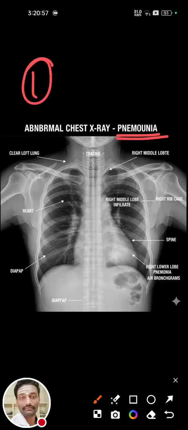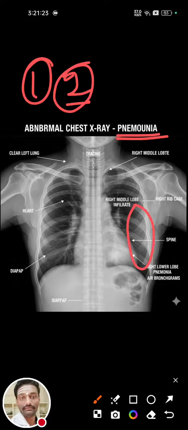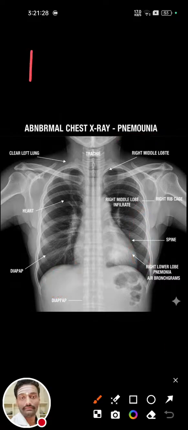Okay, once again I'm telling, first we'll see the consolidations. Homogeneous white opacity, no volume loss. It may be segmental, lobular, or diffuse consolidation. Next we'll see for patchy infiltrate. It is irregular or scattered opacities, typically in bronchopneumonia. Okay, white patches. We'll see in the bronchopneumonia.